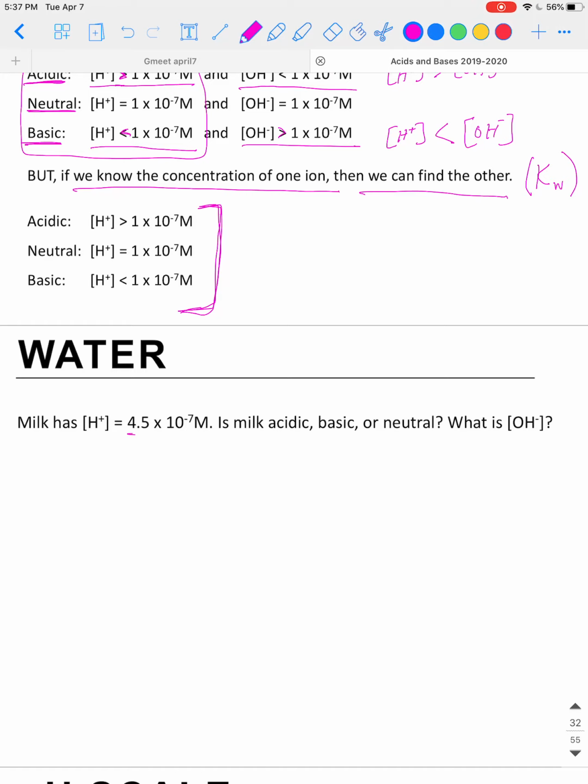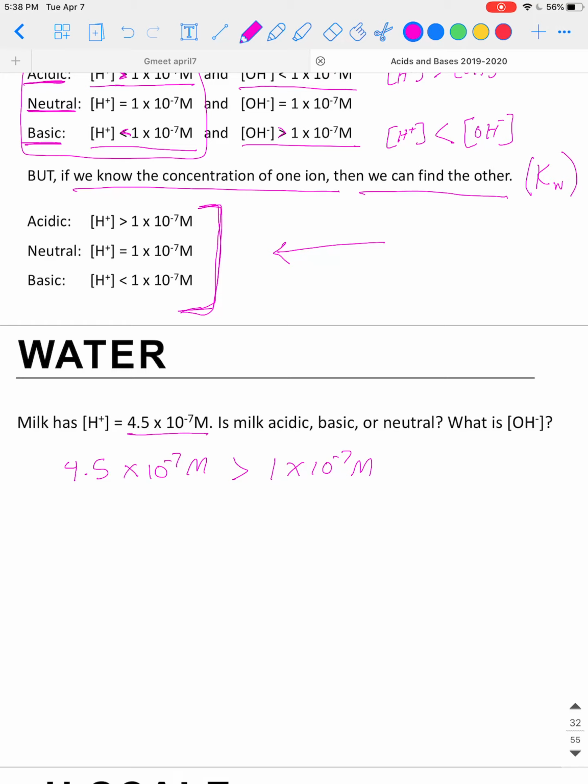Milk has an H plus concentration of 4.5 times 10 to the minus 7. Is milk acidic, basic, or neutral? What's the concentration of OH minus? Okay, so let's look right up here. 4.5 times 10 to the minus 7 molar. If we look at these numbers, this is greater than 1 times 10 to the minus 7 molar.